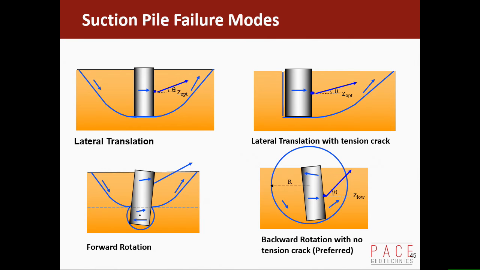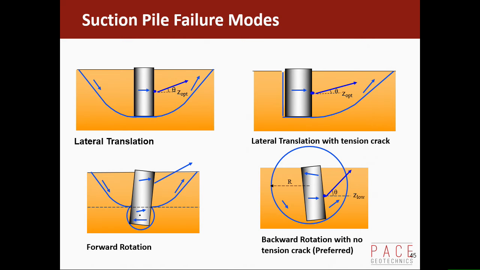The reason we want the pad eye to be at a certain depth is, in a way, pure lateral translation is the objective, but if we put the pad eye in the wrong place, it starts to rotate forwards, and ultimately, if you have the pad eye at the seabed, the capacity of the pile will quite literally be between 1/6 and 1/10 of a pile where the pad eye is at depth down here, like this one.